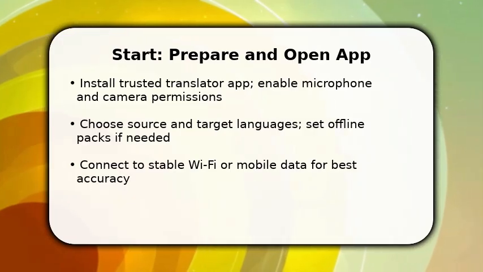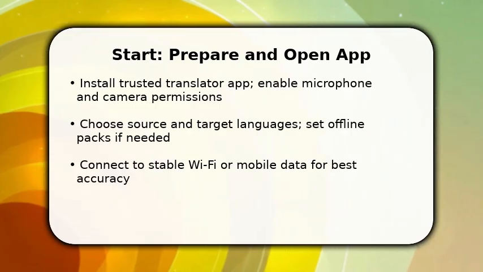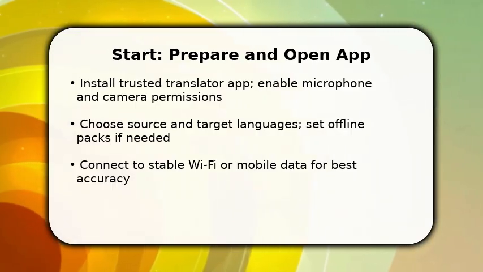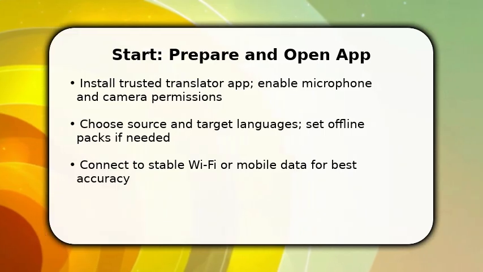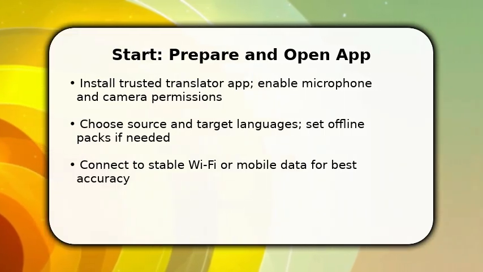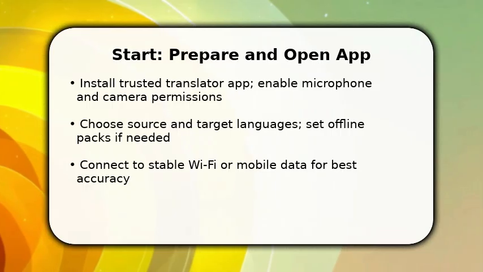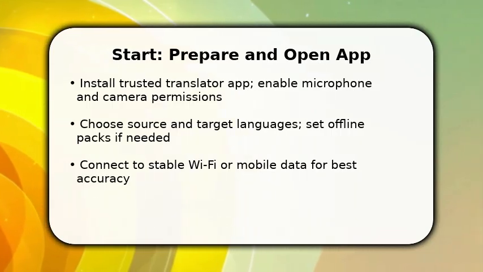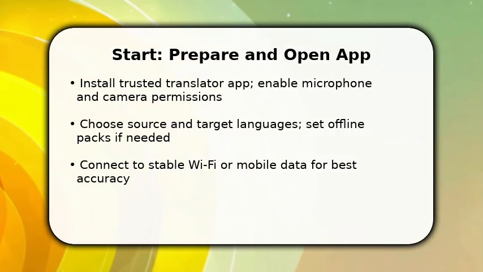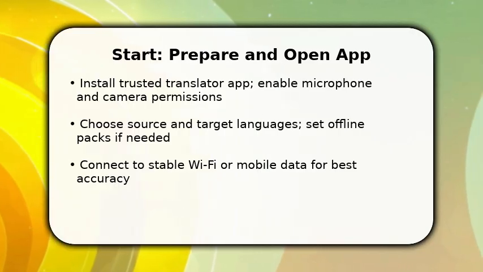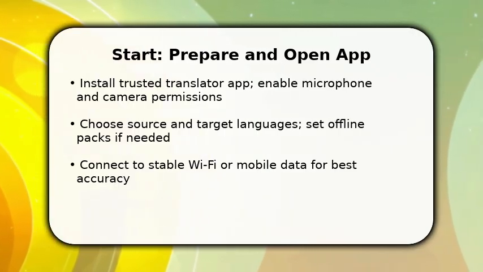You begin by preparing what matters. Install and open the translator, then grant microphone and camera access so speech and text work. Choose the source and target languages, and, if you expect no internet, download the offline language pack now. Once done, make sure your device is connected to Wi-Fi or mobile data for real-time accuracy.